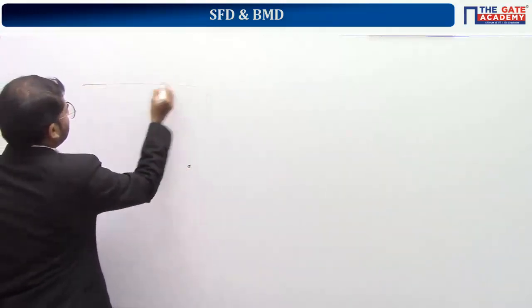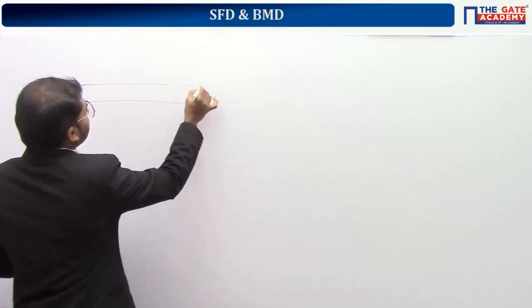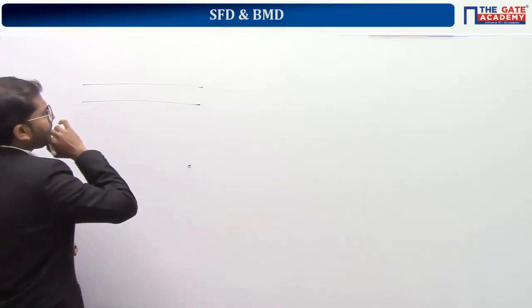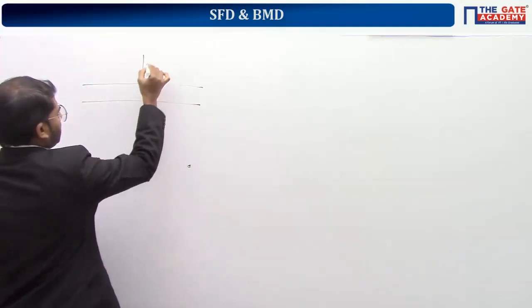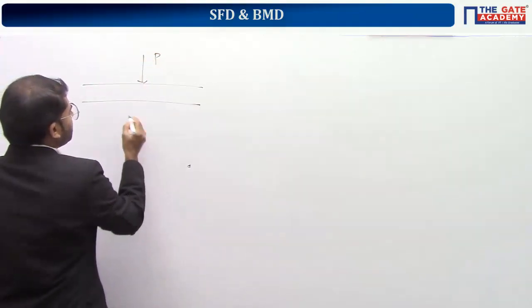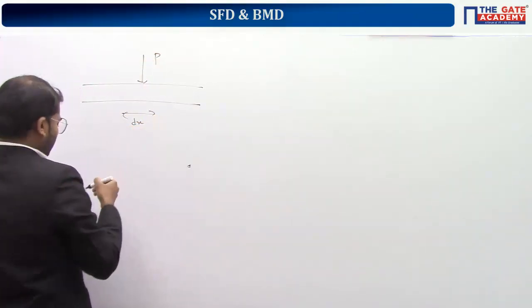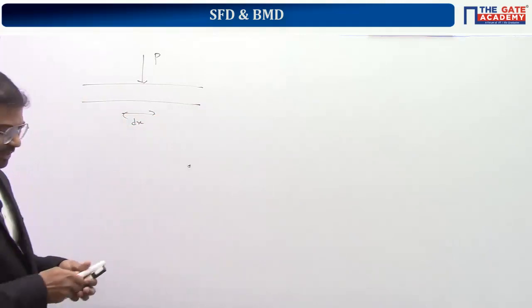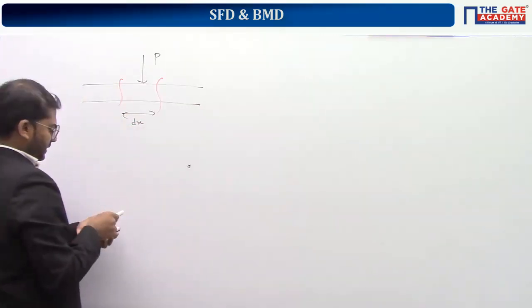Due to the applied load P, what is the change of shear force? Okay, look here. I would like to explain the derivation here as well, because derivation will help you to get a better idea. So along the length of the beam, at some location, there is applied load P. So I am taking a portion of the beam which is having a length dx.